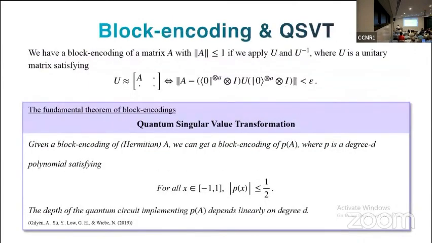Let's go through the introduction of block encoding and quantum singular value transformation, which we will use for the algorithm framework later. Say we have a block encoding of a matrix A with the spectral norm of A bounded by 1, and we can efficiently apply the unitary and its inverse. The key property of the unitary is that the matrix A can be embedded in the top left corner of the matrix. And this leads to the fundamental theorem of block encoding, which is quantum singular value transformation, QSVT.